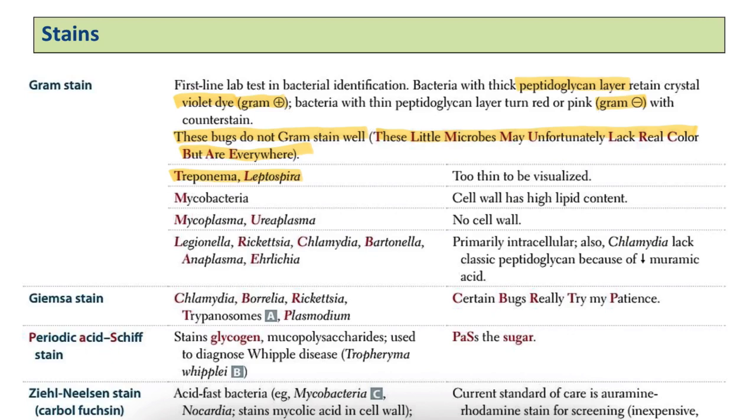Then Chlamydia, in which we can't see any muramic acid. Less muramic acid because it lacks classic peptidoglycan, due to reduced or no muramic acid. Next, Bartonella, which has poor staining, and Anaplasma or Ehrlichia, which are intracellular. If gram stain is negative but we suspect infections, then we have to do special stains.